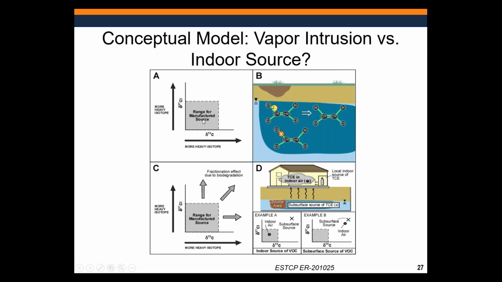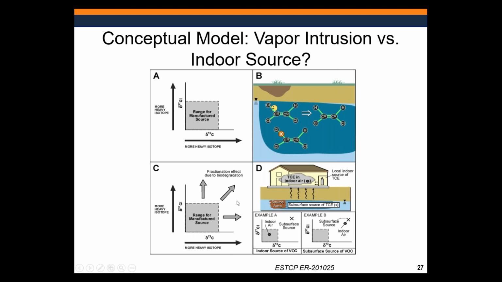So any recently manufactured or previously manufactured VOC that's not been fractionated, that's not been degraded in any way, should fall within this range. Now, in the subsurface, if you've had degradation going on, so there's been isotopic fractionation, that's really what this depends on, then that original carbon and chlorine delta value has become enriched with time, and it's likely moved out beyond this original range for manufactured sources.